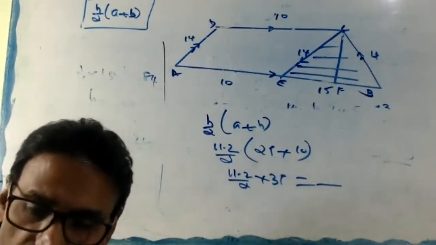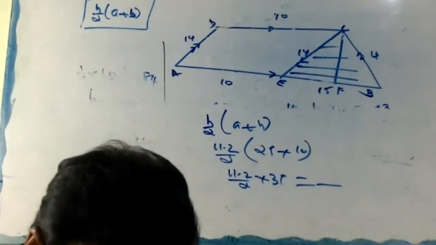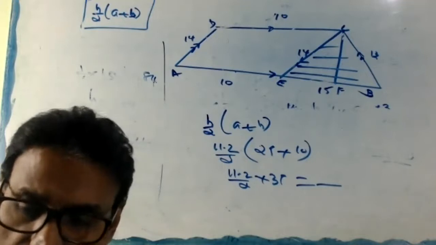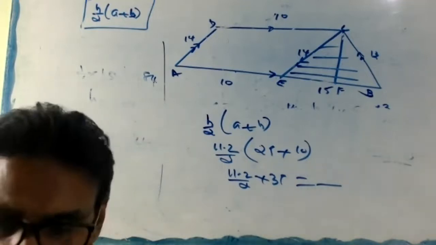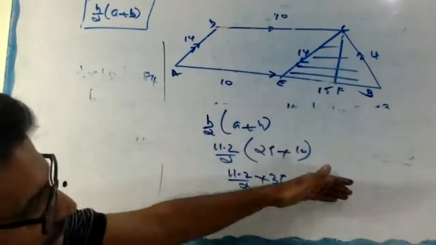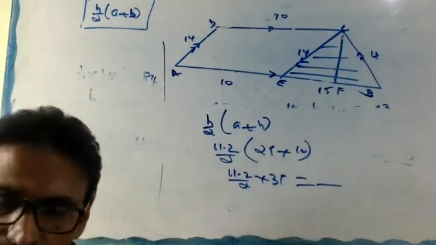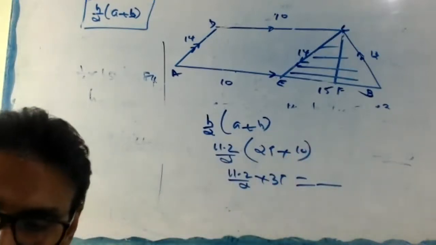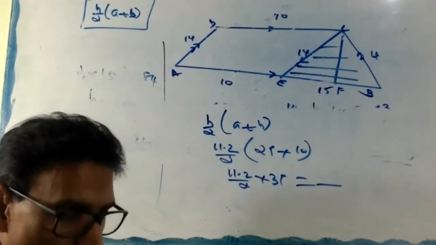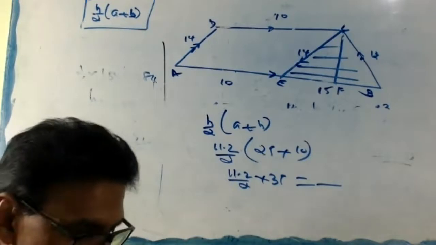Okay, listen. The answer is 196 centimeters square. Check the note. There is another method. After getting the height, you can find the area of the parallelogram, base into height, plus the area of the triangle. That also is no problem. Okay, check. I'll give 3 minutes.